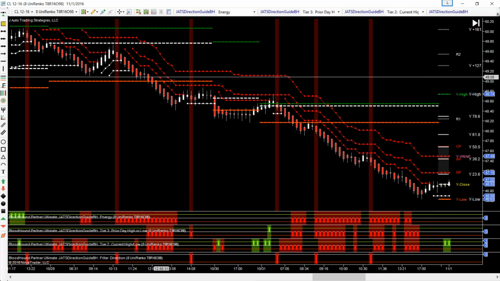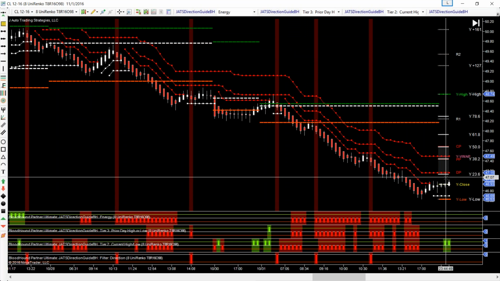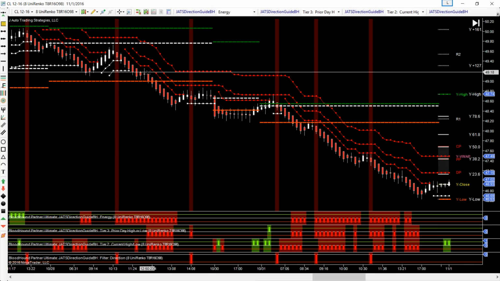Look at that. This is on the direction guide template. Not bad for an old girl, right? Fishing her entries. So trading can be as easy as 1, 2, 3. You just got to know what you're looking for and how to set up your chart to get it.